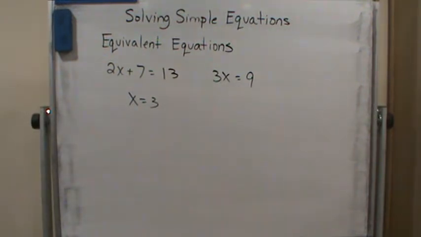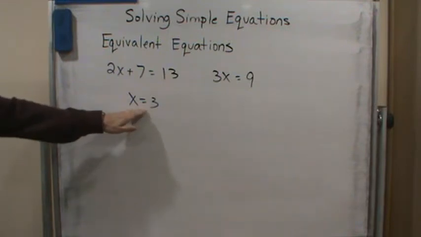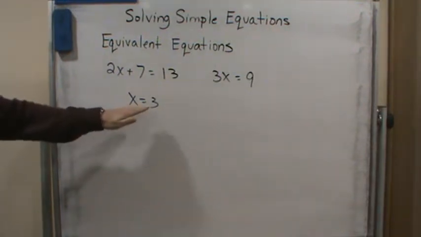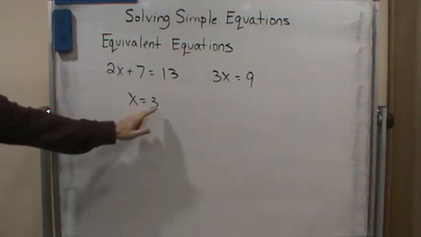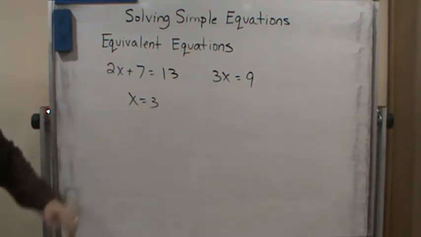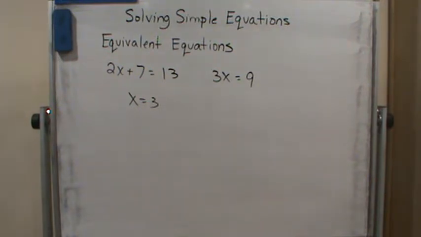Once we get it into this form, which means we isolate x on one side, and we have a number on the other side, that's when we have a solution, okay? And we can show that it is a solution by plugging it back into the original equation.